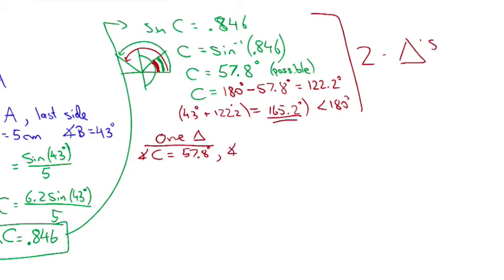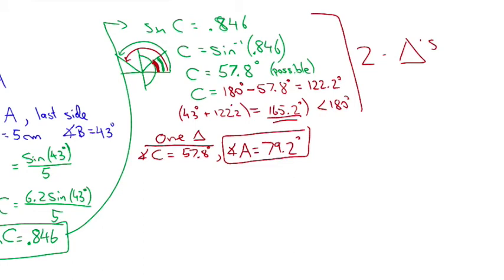That forces the measure of angle A to be what? 79.2. You take 57.8, add it to the 43 that's already there, and then subtract it from 180. 79.2. And now I need to find side A. Side A is based on angle A. If angle A is small, side A is going to be small. If angle A is big, side A is going to be big.